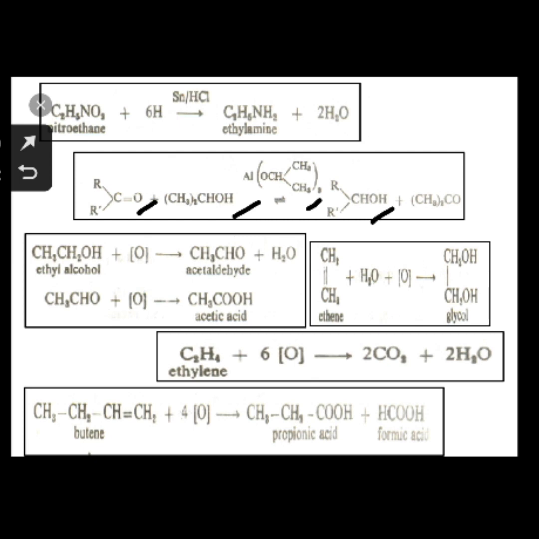And then oxidation reaction. Here the ethyl alcohol undergoes oxidation to form aldehyde, and then the aldehyde is again oxidized to form acid. And then here ethylene molecule undergoes oxidation to form glycol, ethylene glycol. And in the next example, ethylene undergoes oxidation in absence of water to form carbon dioxide and water.